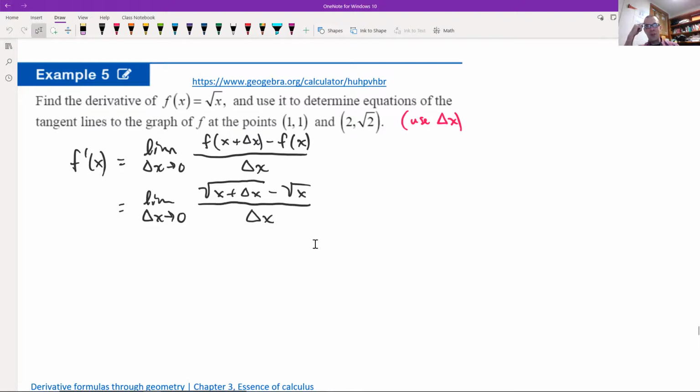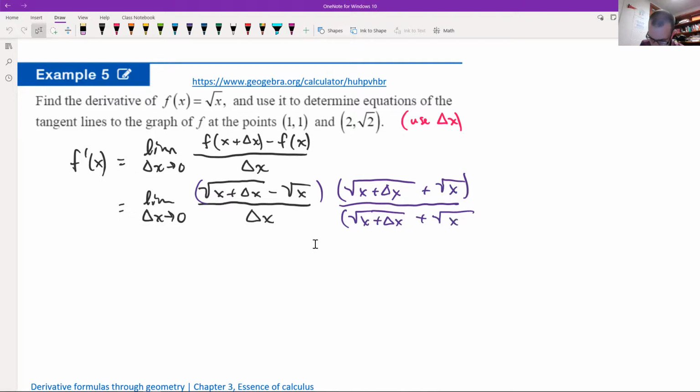So we're in a situation where we have the square root thing on the top of the fraction, and we know the algebra trick to use this. We're going to use a conjugate. So we multiply through by the square root of x plus delta x plus the square root of x. And we do that on top and bottom because we don't want to change the value of this fraction. We just want to change its form.